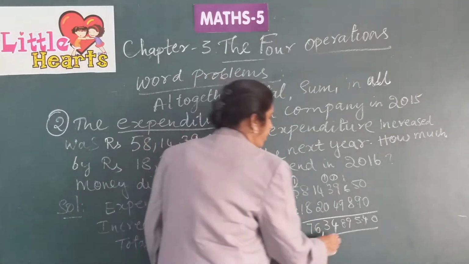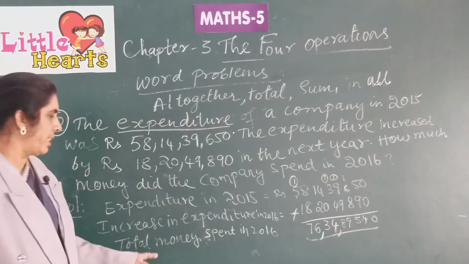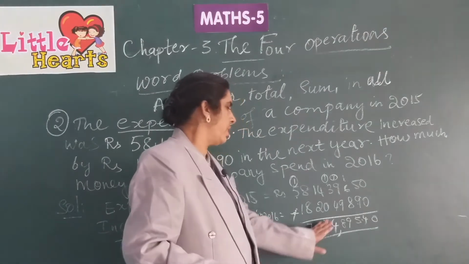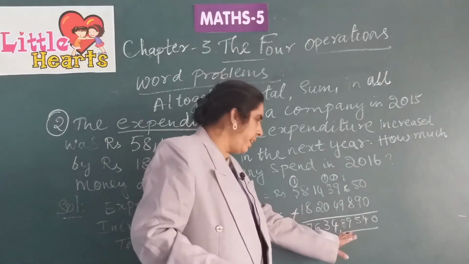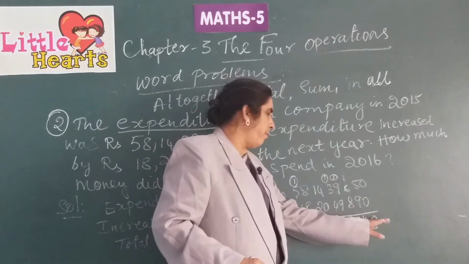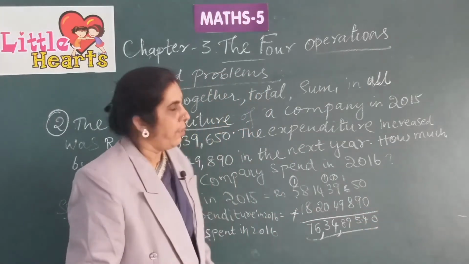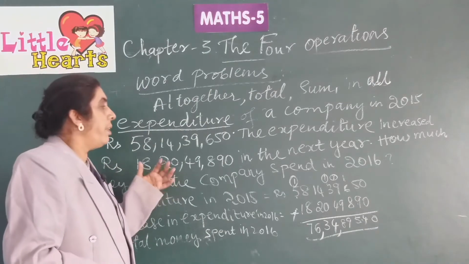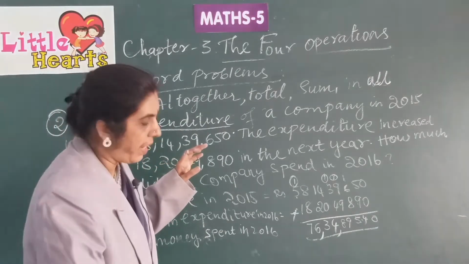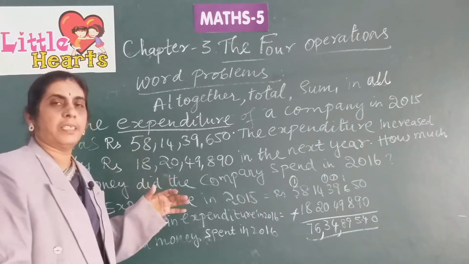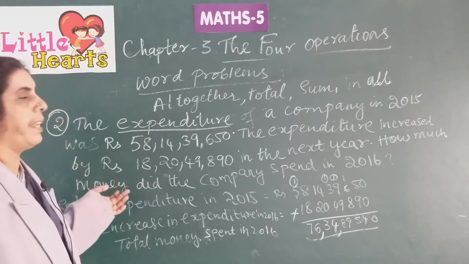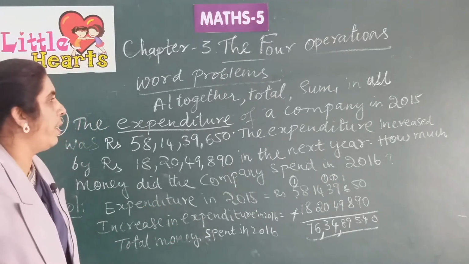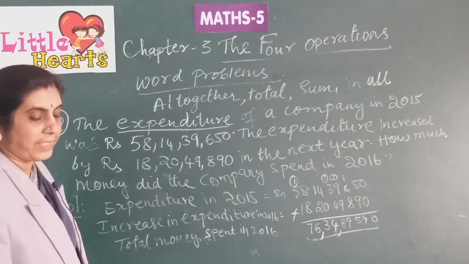The total money spent in the year 2016 was 76 crores 34 lakhs 89,540. So, you can easily add the word problems if you understand the meaning of the problem, and we can apply these additions in our daily life situations. So, this is about word problems. Now, let us solve a magic square.